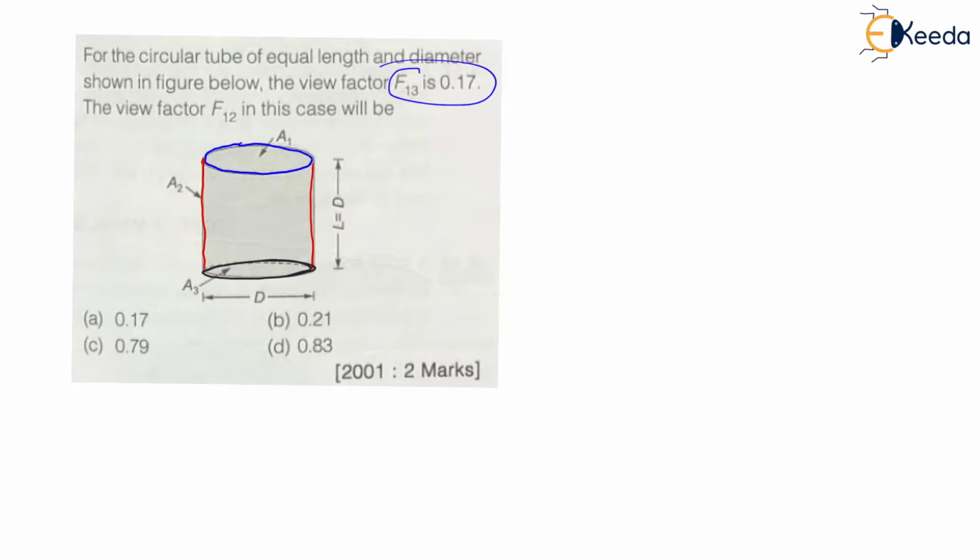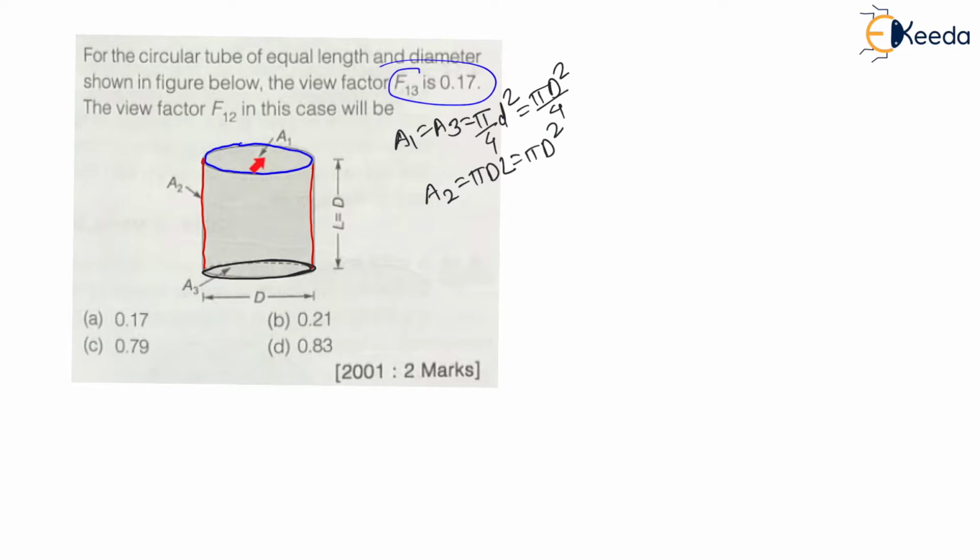Can I say area 1 is equal to area 3? Here area 1 is equal to area 3, which is nothing but pi r square or pi by 4 d square, right? And area 2 is nothing but pi dl. Area 2 will be pi dl, where d is equal to l. Therefore, it is pi d square. Area 1 is equal to area 3 is equal to pi d square by 4. And area 2 is pi d square, right?